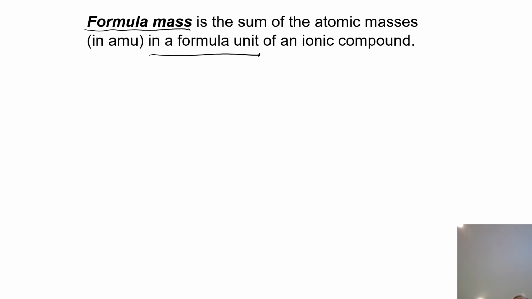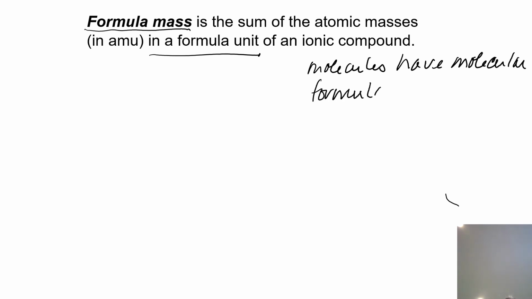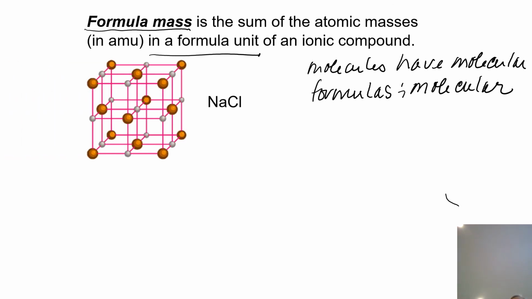So molecules have molecular formulas and molecular mass. Ionic compounds have formula units and formula mass. Difference in terminology, so pay attention. But they're calculated the same way.